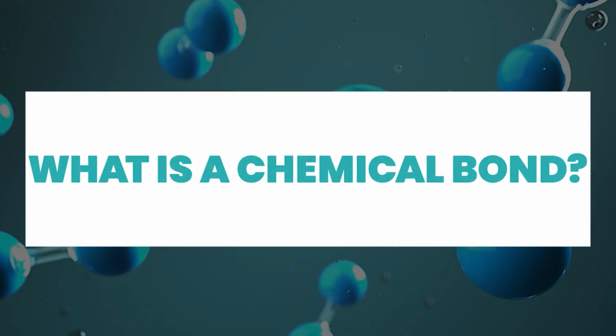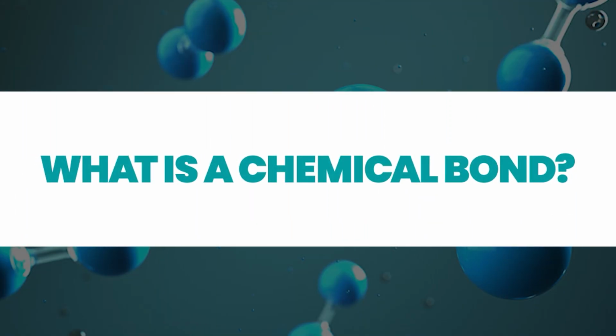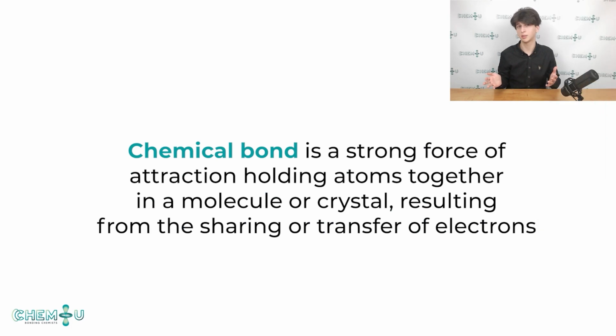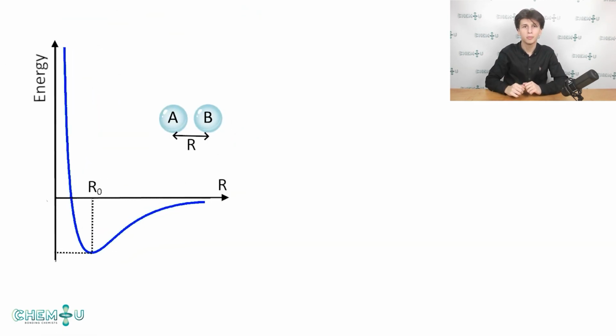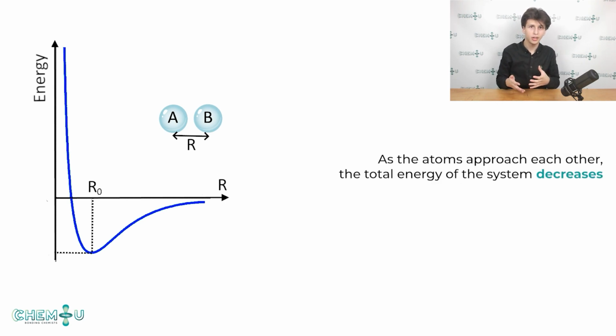What is a chemical bond? There are a lot of definitions of it, because it's a very broad concept. So, I have chosen one of the definitions. Chemical bond is a strong force of attraction holding atoms together in a molecule or crystal, resulting from the sharing or transfer of electrons. Atoms form a compound because as the atoms approach each other, the total energy of the system decreases, and this behavior is consistent with the principle of minimum energy.